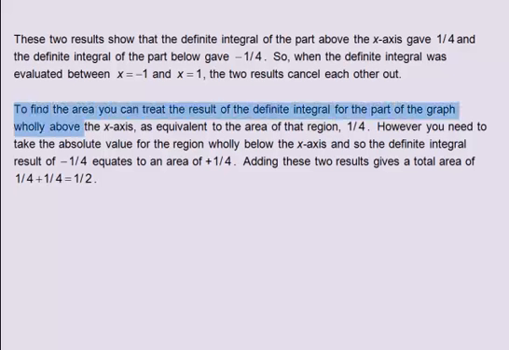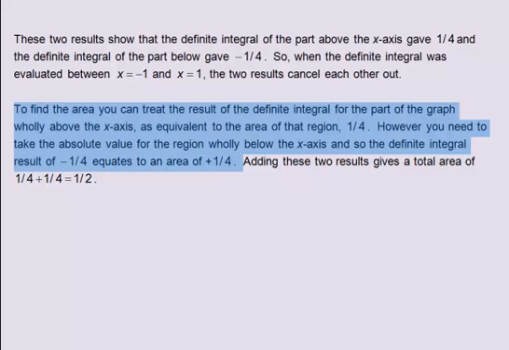To find the area, you can treat the result of the definite integral for the part of the graph wholly above the x-axis as equivalent to the area of that region, 1/4. However, you need to take the absolute value of the region wholly below the x-axis, and so the definite integral result of minus 1/4 equates to an area of plus 1/4. Adding these two results gives a total area of 1/4 plus 1/4, which equals 1/2.